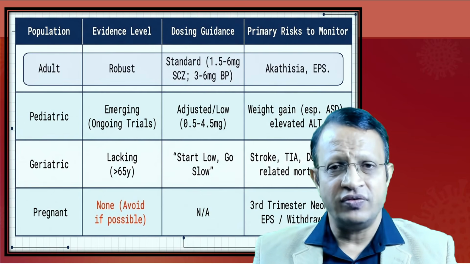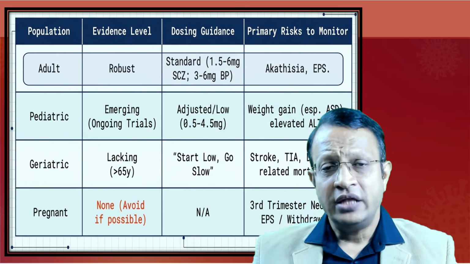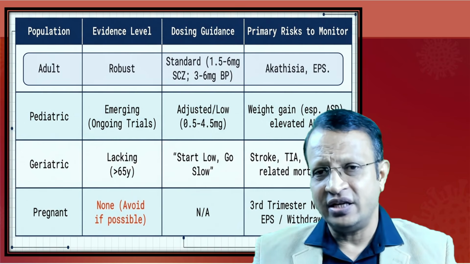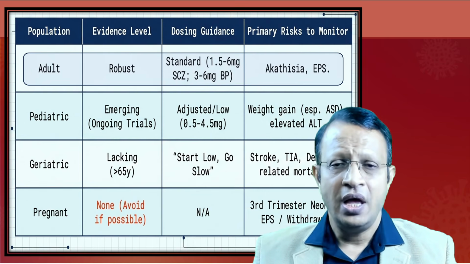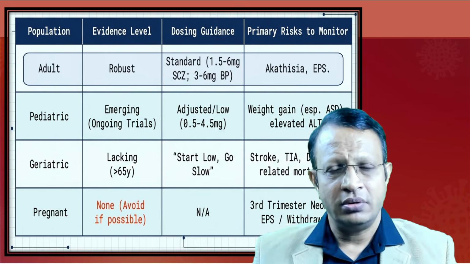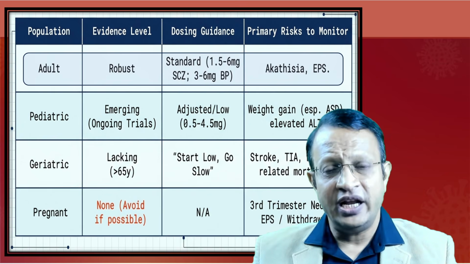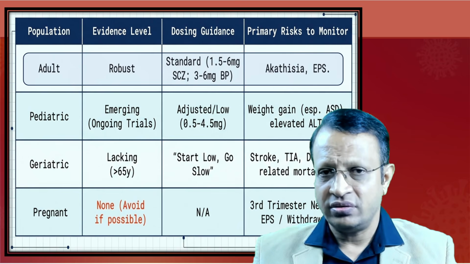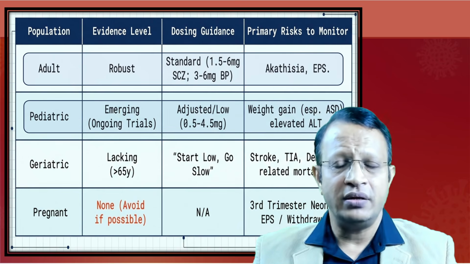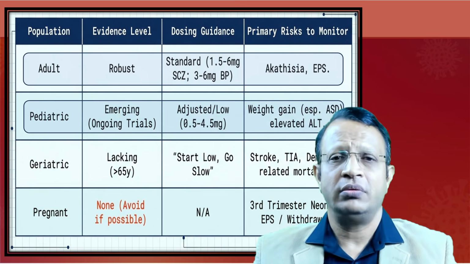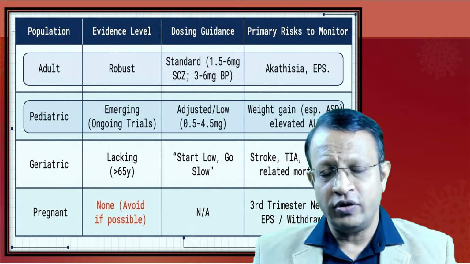It is given in schizophrenia and bipolar disorder. The dosage for schizophrenia is 3 to 6 milligram, my dear friends. In bipolar disorder, the dosage will be around 3 milligram. Akathisia and EPS is the biggest challenge. In pediatric, my dear friends, the trials are slowly emerging now. The dosage is between 0.5 to 4.5 milligram.